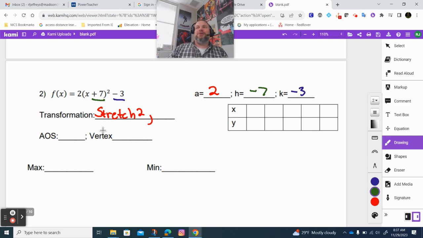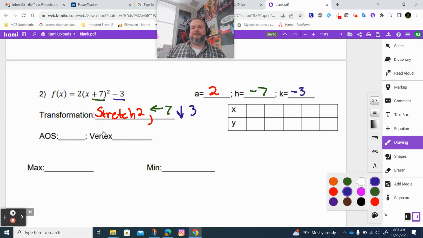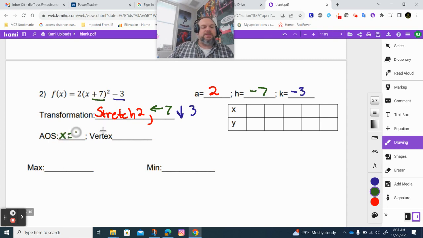All right. So, all right. This is a negative, so this goes left 7. This goes down 3. All right. Our axis of symmetry. Okay. This is going to be x equals -7.